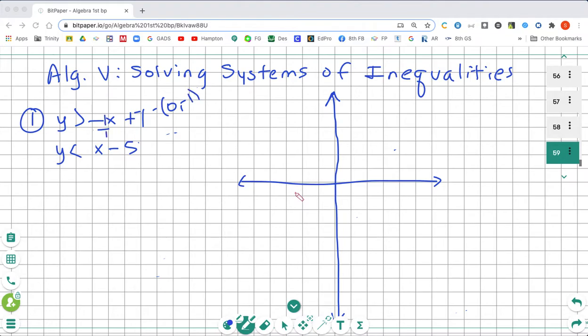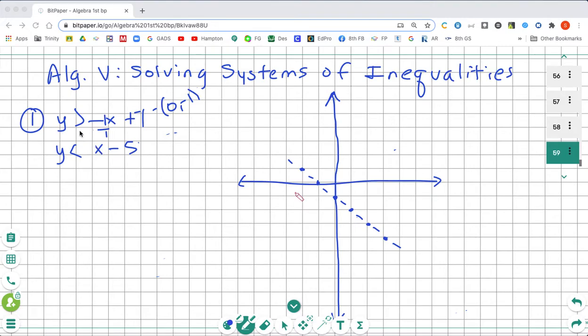So we're going to go to 0, -1, down 1 to the right 1, down 1 to the right 1, up 1 to the left 1, up 1 to the left 1. Because this is a greater than only inequality, we're going to have broken lines. All right.